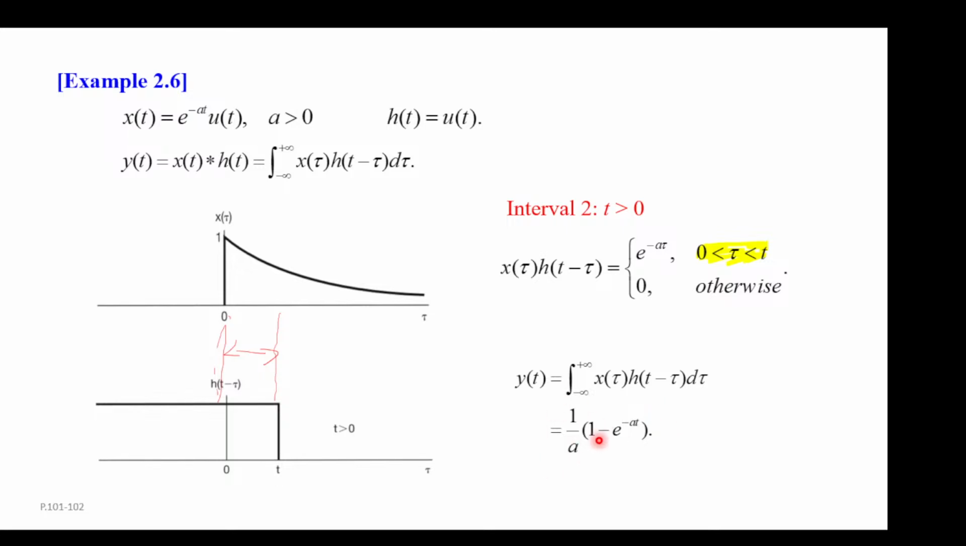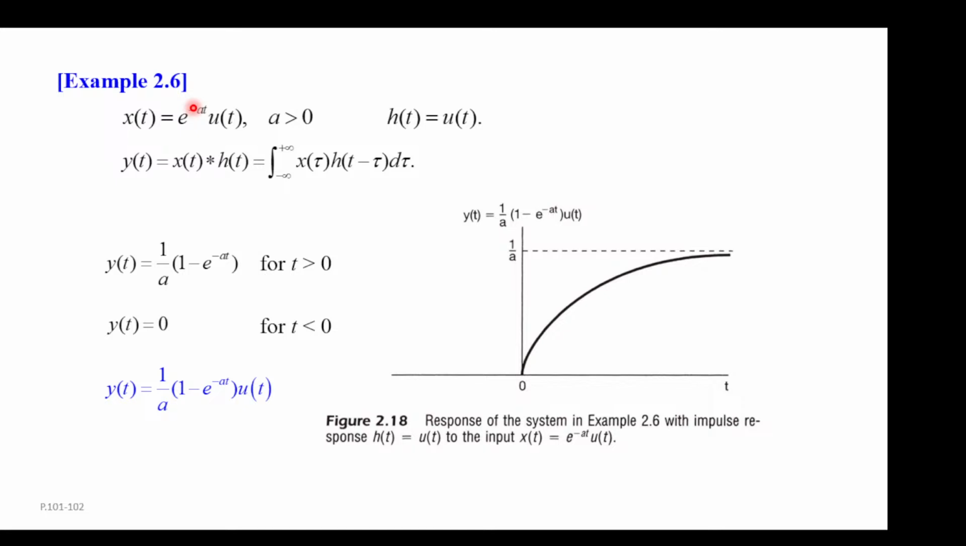1 over a, 1 minus e to the minus at. This is basically the integration with the exponential function. Okay. And then you can combine everything together and plot your y. So y for t less than 0 is 0, and for t bigger than 0 is this exponential saturating function. When t goes to infinity, it goes to 1 over a. Okay. So this is kind of similar to one of the examples we saw in discrete time.